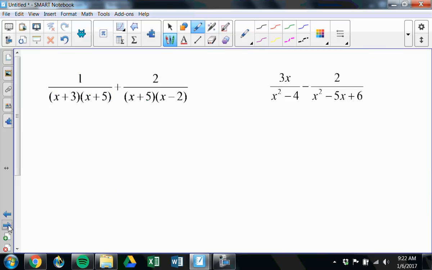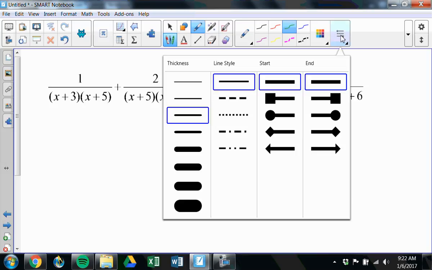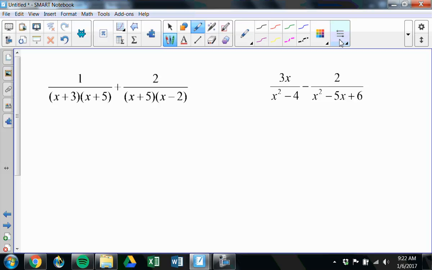Now we can do it with factors. I'm going to play the exact same game just with factors as opposed to with numbers and letters. My lowest common denominator is still what I'm trying to find. In this case, they both share an x plus 5. They both have that in common. But the left side has an x plus 3, and the right side has an x minus 2. So my lowest common denominator is x plus 5, x plus 3, x minus 2. I need to make both fractions look like this.